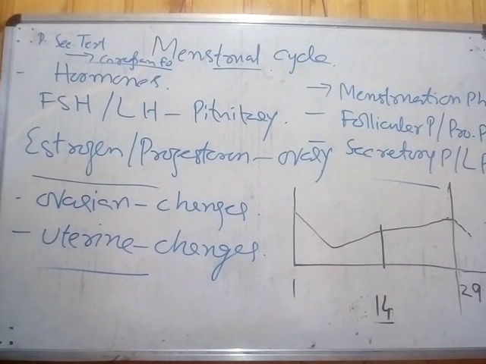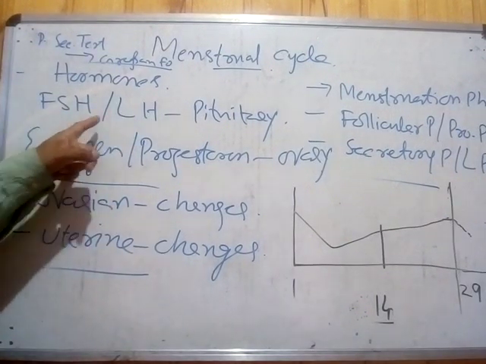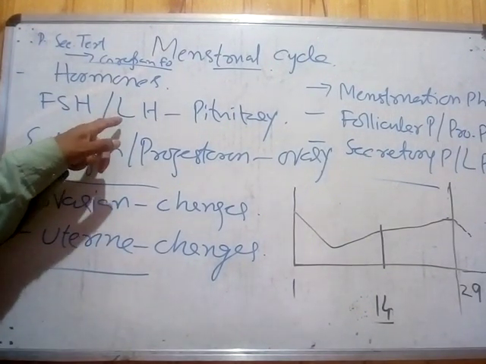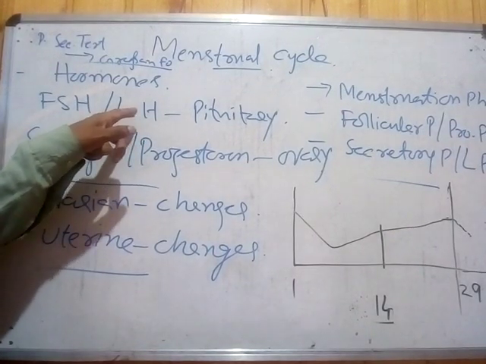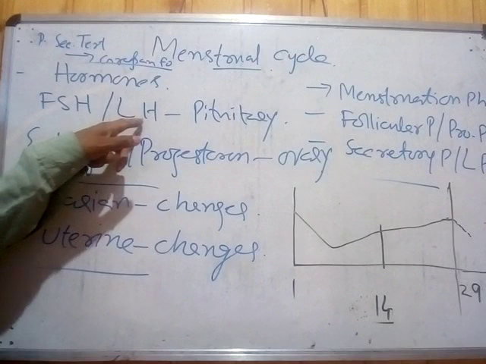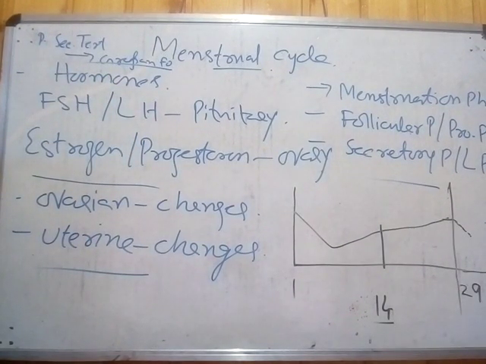And this ovulation is marked by an increase in the concentration of hormones, especially the hormone LH, luteinizing hormone. The process is known as LH surge, luteinizing hormone surge, and it will take place on the 14th day of the 28-day cycle.